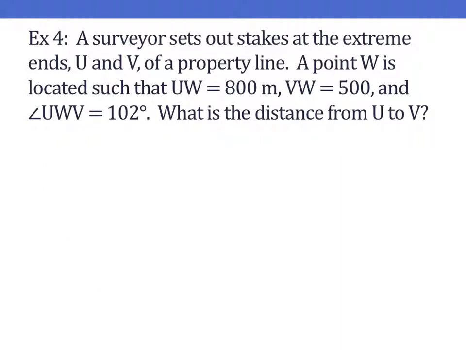All right, so you know me. You have to do some problem solving. This is where it's meaningful. So a surveyor, somebody who measures property lines, sets out stakes at the extreme ends of a property line. So we're going to label those with U and V. Connect the dots. And it says a point W is located such that it is 800 meters away from U and it is 500 meters away from V. So that's going to put it somewhere about right there.